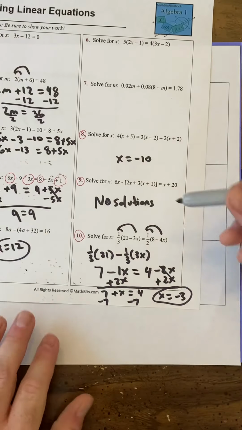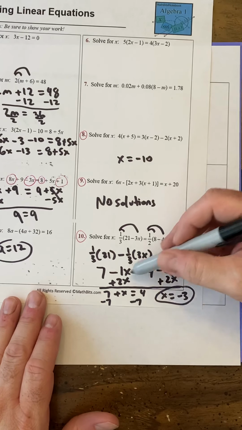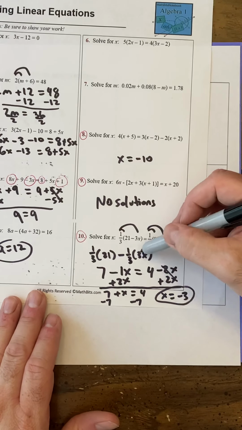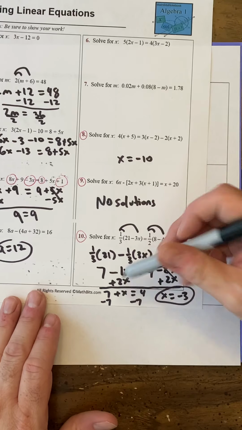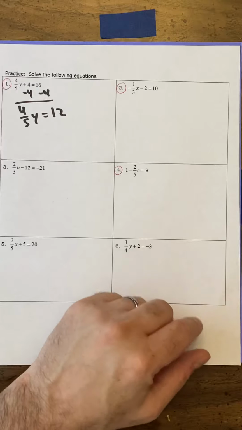I want to compare this to this last problem. In this last problem, the coefficient of x was never a fraction. It was always a whole number. Here it was a whole number. Here it was a whole number. Even here it was a whole number. We never had a number in front of the x, a coefficient of the x that was a fraction. But in this problem, we do.